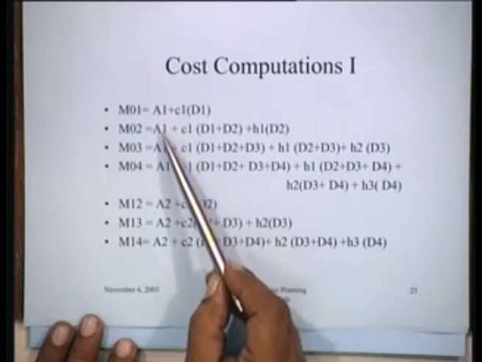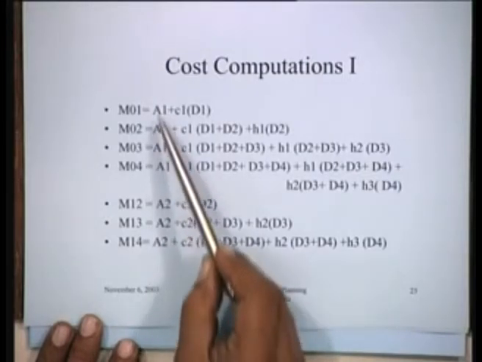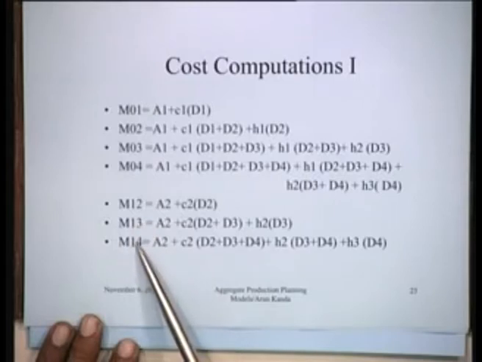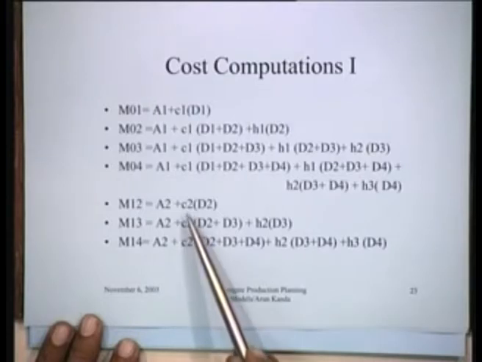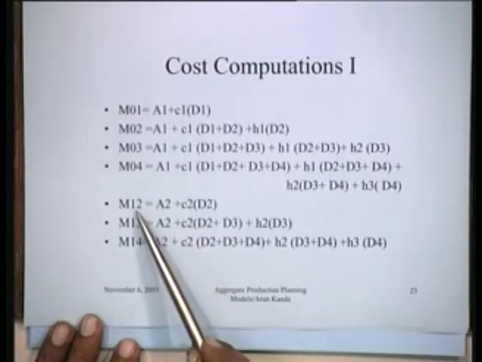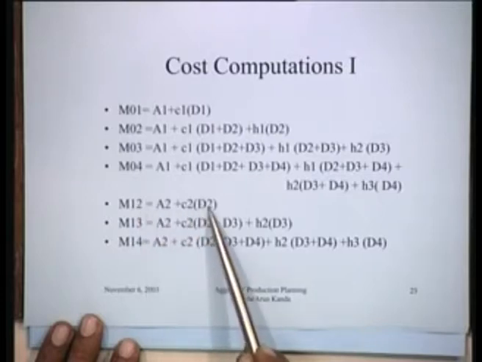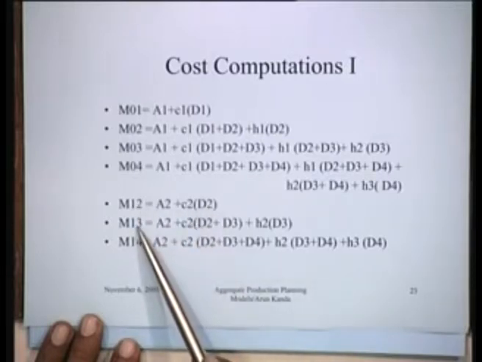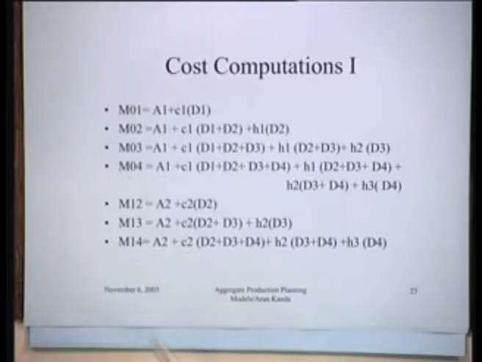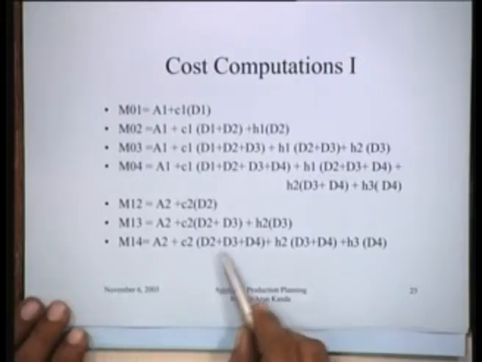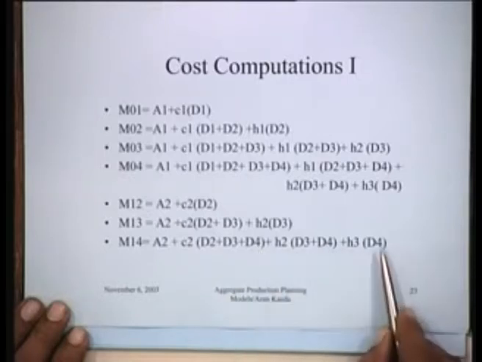So this is all production in the first period, which is clearly available from A1. M12, M13 and M14 are nothing but the cost of production in period 2. So this is A2 now, and this is C2, production in period 2. Production for the second period, which is D2, for the second and the third period, which is D2 plus D3, and the corresponding holding cost by the same logic. And here M14 will be the cost of producing in period 2 for the requirements of periods 2, 3 and 4. So that's what you have here, plus holding, plus holding.